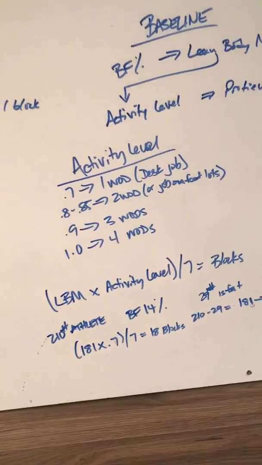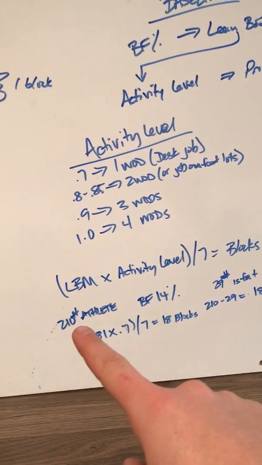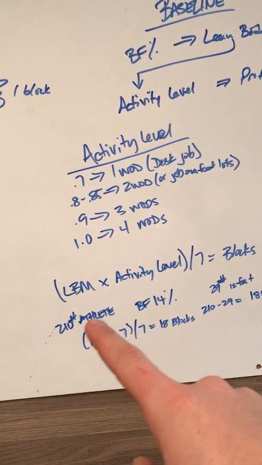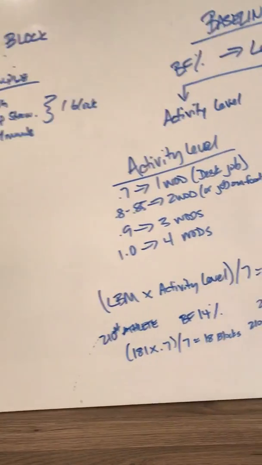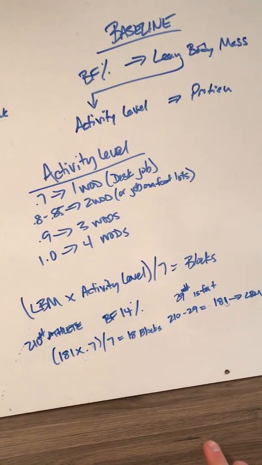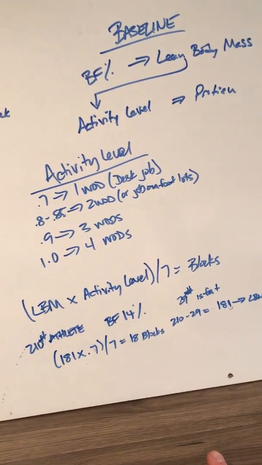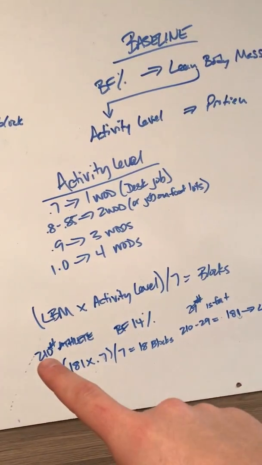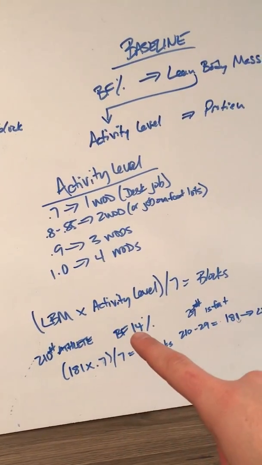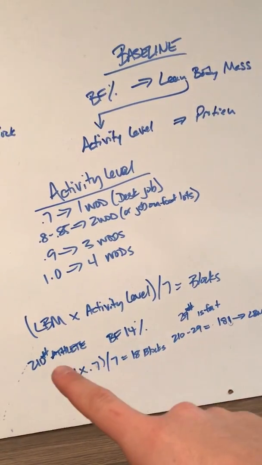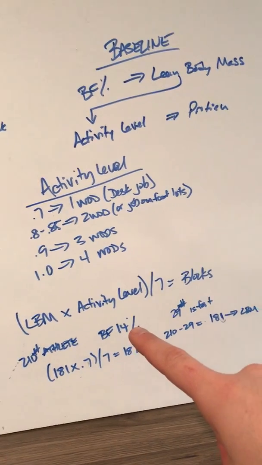So let's use this made-up athlete that's 210 pounds, and they have 14% body fat. So if I know how much they weigh and I know their body fat, how do I figure out how many blocks to give them? Well, let's figure out how much of their body weight is lean body mass, right? Because that's what we need up here. So 210 times 0.14, because that's their body fat, is 29 pounds. That's the number it gives me. So 210 times 0.14 equals 29.